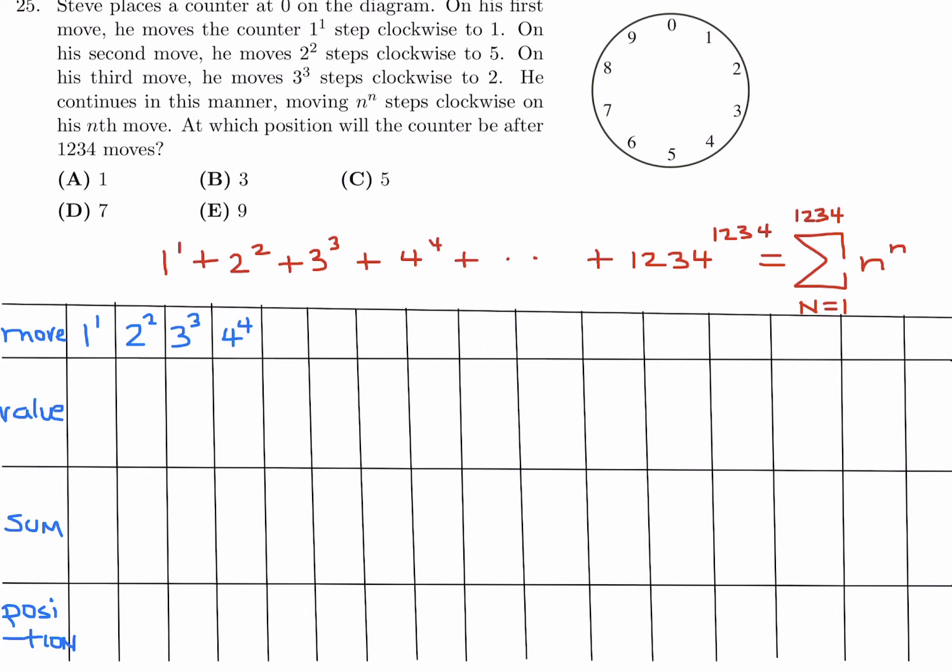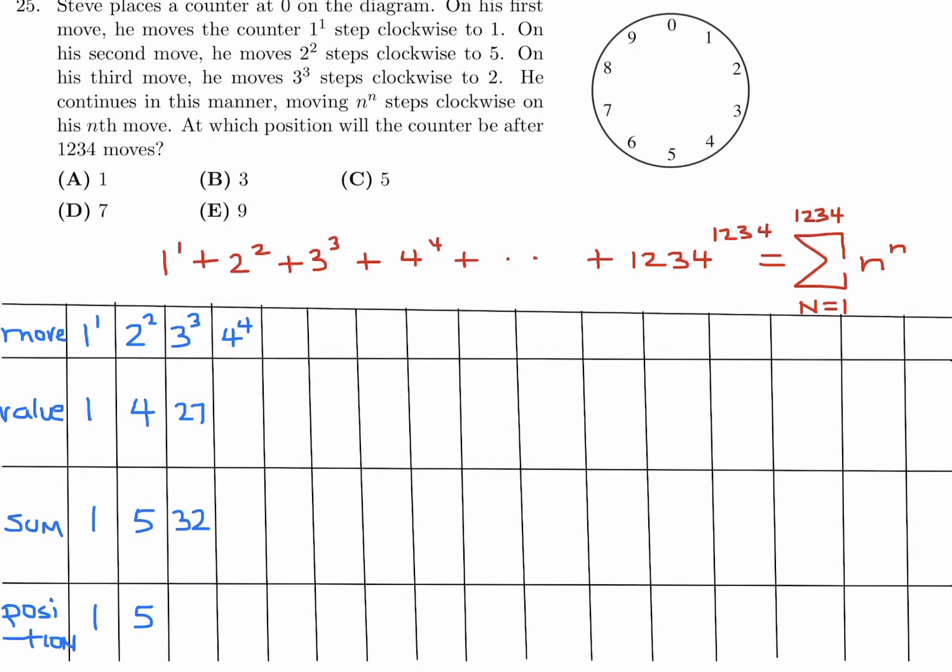The value, 1 to the 1 is 1. That means the sum so far is 1, position is 1. And these ones they gave you in the question, right? We don't need to worry about those. Same thing with the second one. The value is 4. The cumulative sum is 5. The position is 5. 3 to the power of 3, that is 27. Cumulative sum is 32. And remember, just divide by 10. That's a trick in this question. Take that number and divide by 10, and the remainder will be your position.